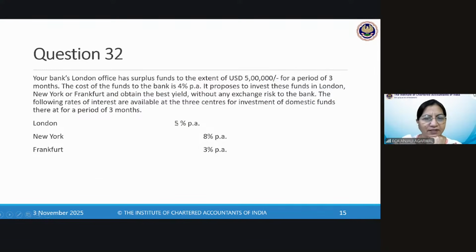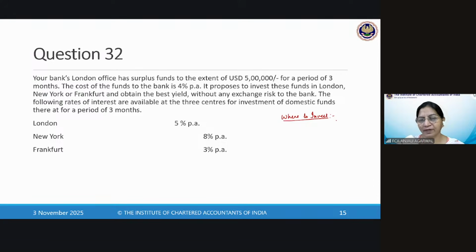Okay, we'll do one more question and I have an MCQ based on this. Your bank's London office has surplus funds to the extent of 500,000 USD for 3 months. This is a type of question where you will want to make an investment. Here we talk about where to invest. It generally does happen that you may have some surplus funds. You don't park it with yourself. You make it as an investment in some place, and where you make the investment depends upon which is most beneficial.